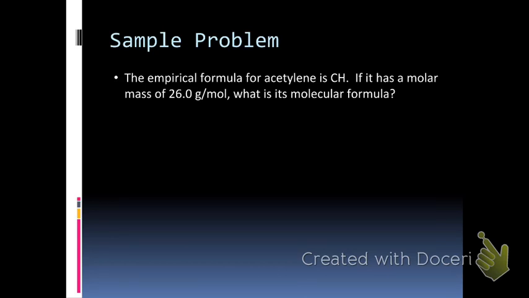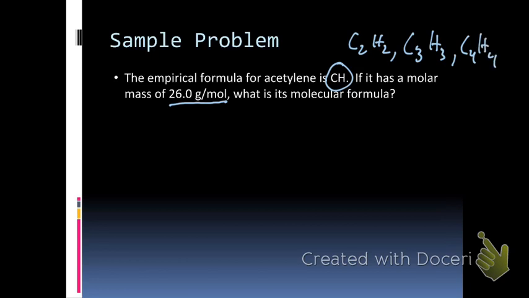So it says the empirical formula for acetylene is CH. If it has a molar mass of 26.0 grams per mole, what is its molecular formula? What that means is that the molar mass of acetylene is 26.0 grams. So we've got to figure out what multiple acetylene is of CH. Is it C2H2? Is it C3H3? Is it C4H4, right? We have to figure that out. So this would be a multiple of 2, this would be a multiple of 3, and this would be a multiple of 4. Well, how would we figure out the multiple?